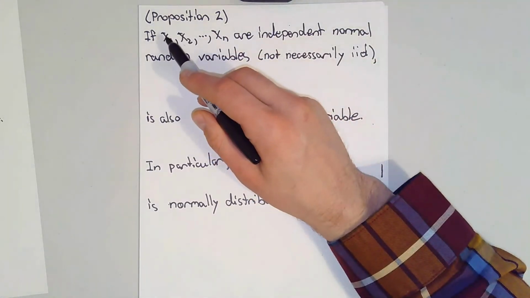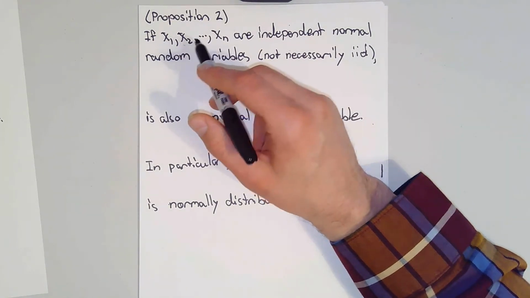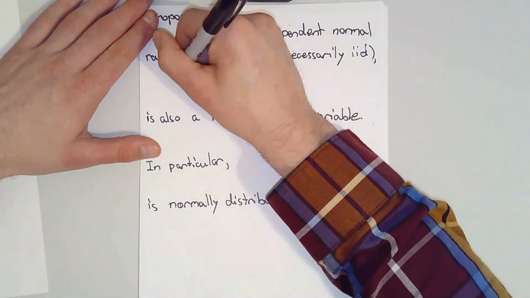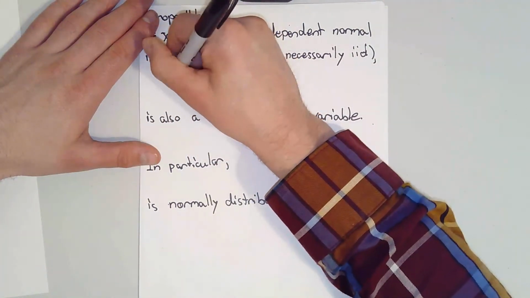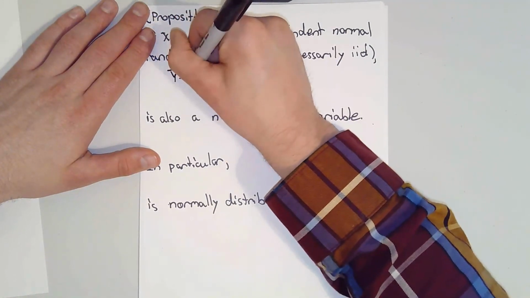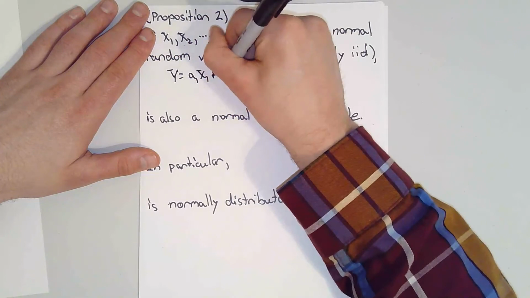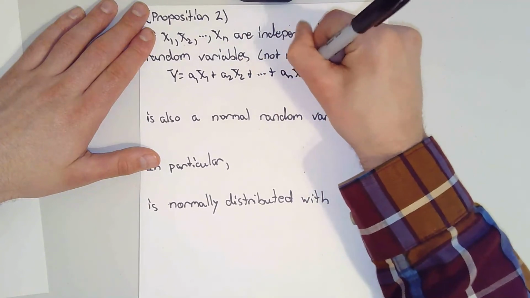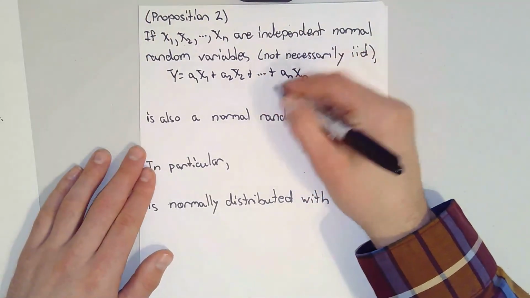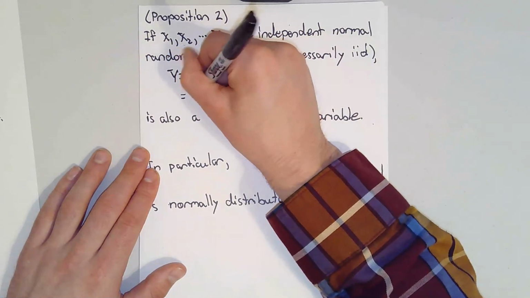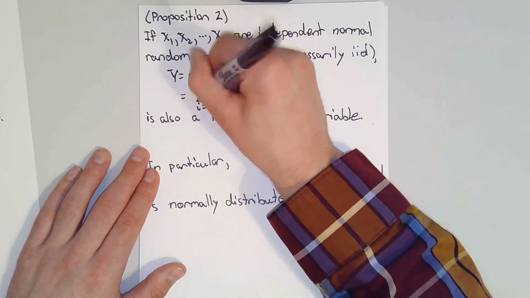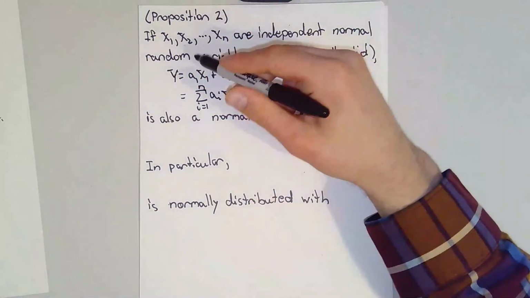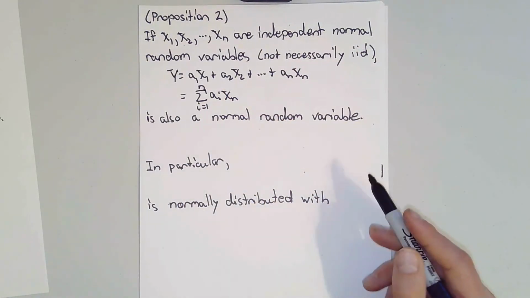So in other words, the mean and variance of x1 can be very different from the mean and variance of x2, and so on and so forth. It follows that the new random variable y is also a normal random variable. So for short, we've been using some notation. This defines a new random variable, and that is also a normal random variable.